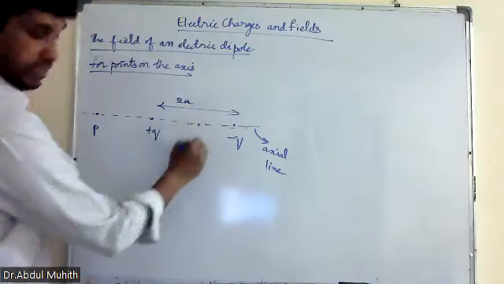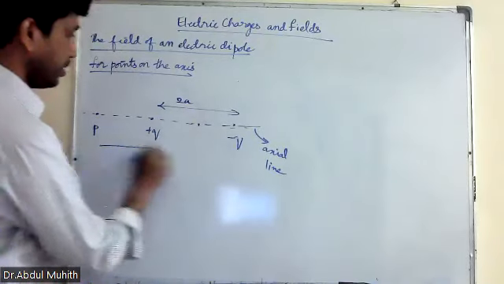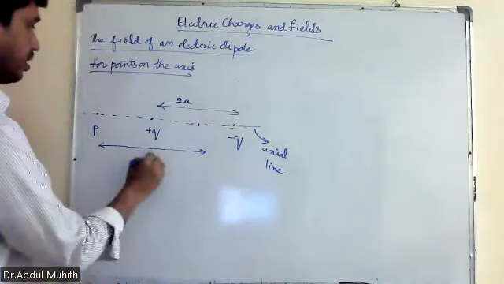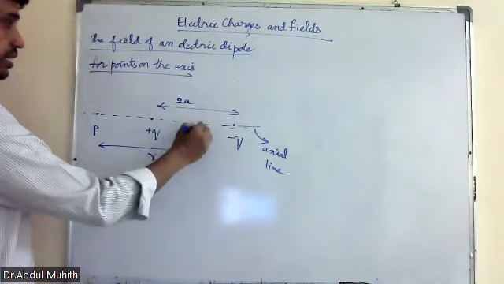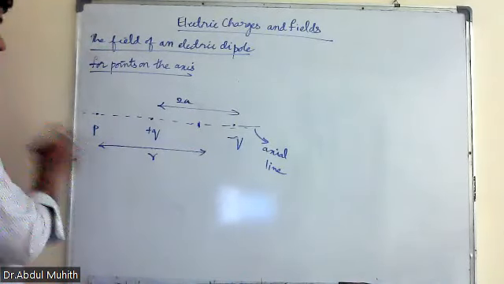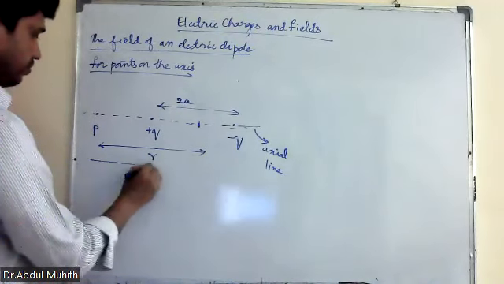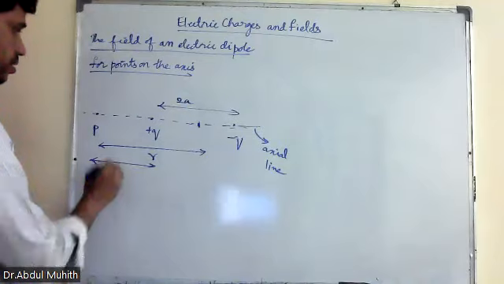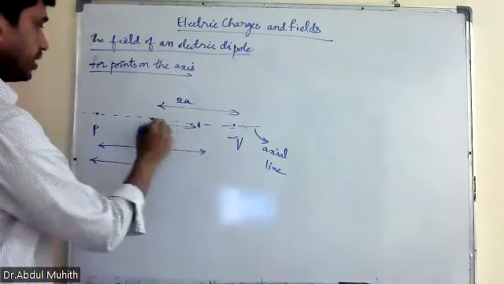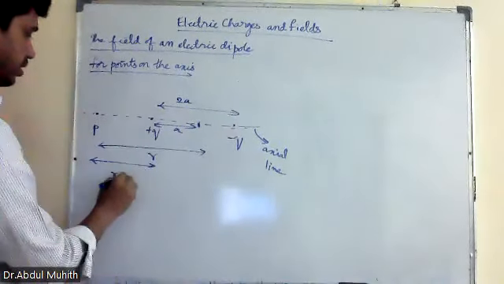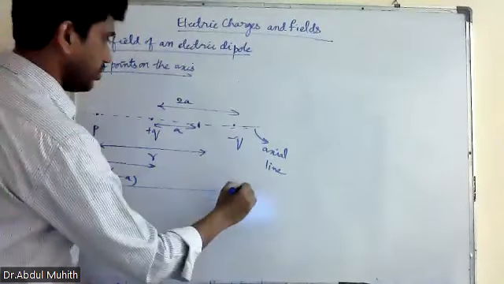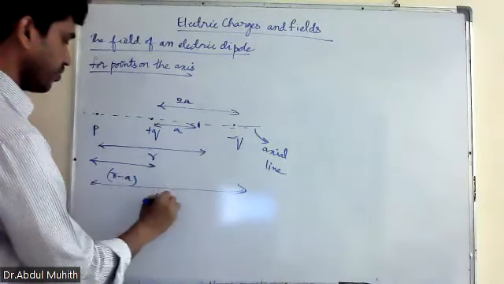Now this is the center. From the center to this point P is r. So this distance will become, half of that is a. So what is that? r minus a. This is r minus a, and this one is r plus a. Is that clear, all of you?